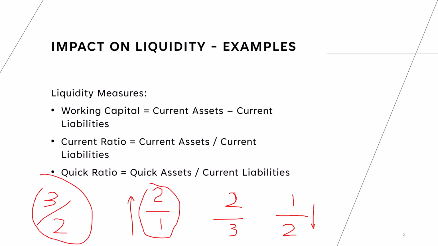Think about it. In this case, your current assets go up because you bought more inventory, but so does your current liability, because it goes up by the accounts payable. So again, it does not change your working capital. All right. What about current ratio?